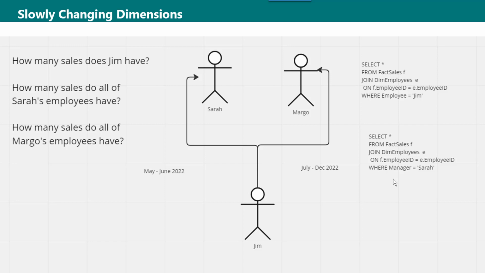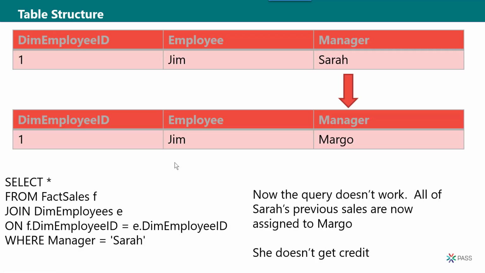So a slowly changing dimension is the answer for that. Just to show you what that change would look like in the databases, imagine that we have a table structure with Jim and the manager is Sarah. And then when Margot comes in, we just overwrite Sarah's name with Margot. And now when we do the query based on manager, it never even shows that Jim was ever reporting to Sarah. We just have no idea that ever happened, and credit isn't given.